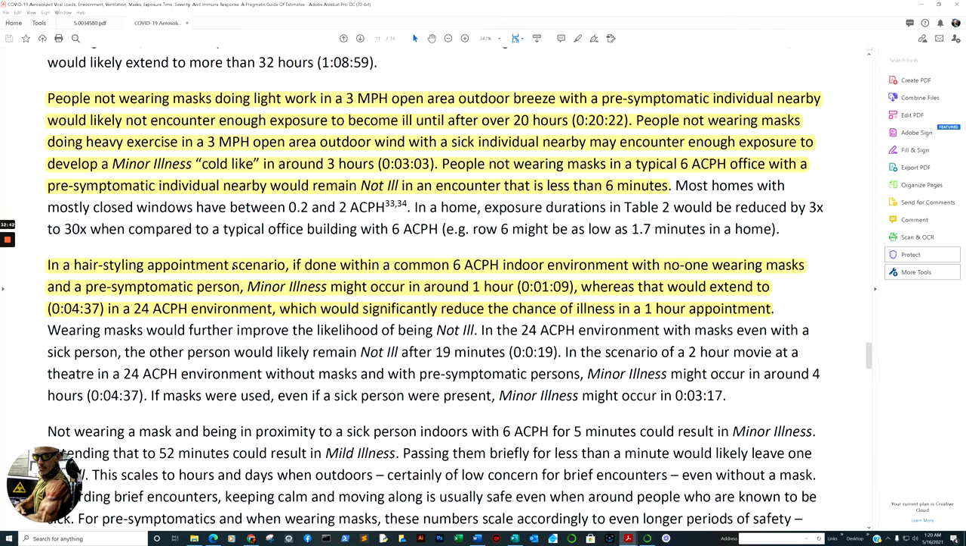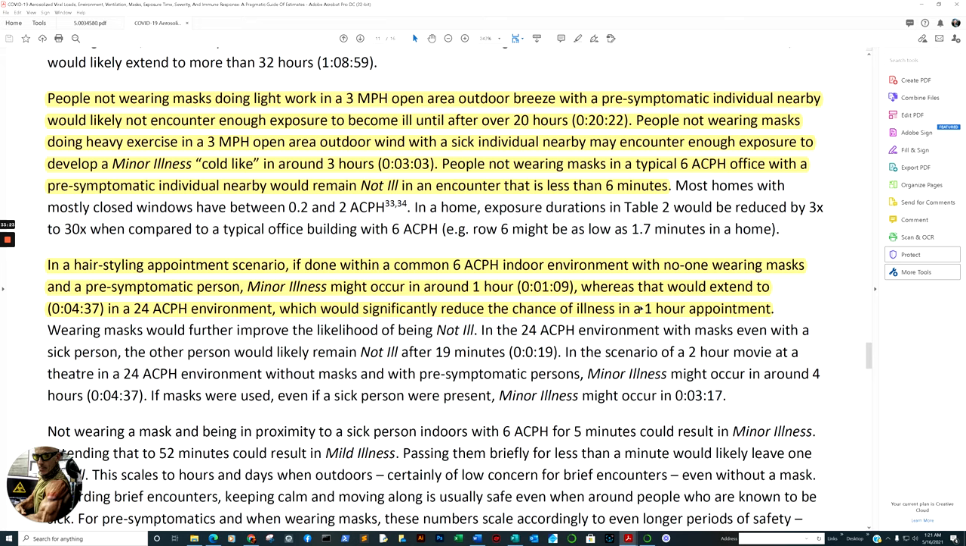In a hairstyling appointment scenario, if done with a common 6-air exchange in an indoor environment with no one wearing a mask and a pre-symptomatic person, minor, again, emphasize the word minor, not mild, might occur in around 1 hour and 9 minutes, whereas that would extend to 4 hours and 37 minutes in a 24-air exchange environment, which would significantly reduce the chance of illness in a 1-hour appointment. So basically what they're saying is, if you get that ventilation system going and you have 24 air exchanges an hour as opposed to 6 air exchanges per hour, you get good ventilation, and you're reducing your chance of illness quite dramatically.